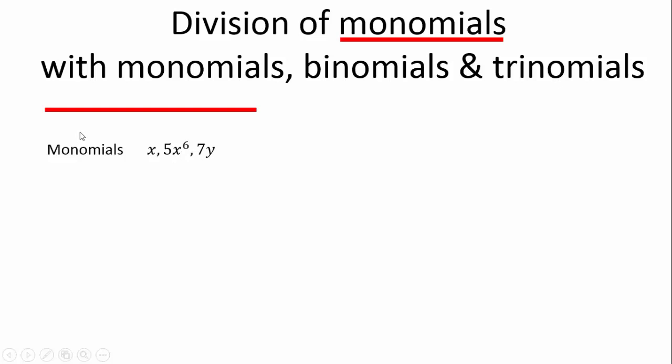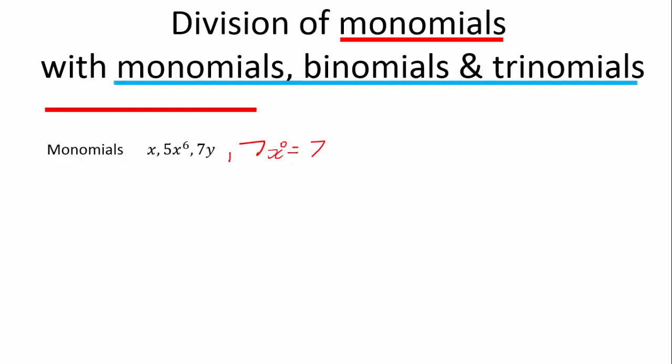If you watched our previous video, you would have seen we said integers. Now remember, a monomial can be an integer. What is 7 times x to the power of 0? That is simply equal to 7, which is an integer. We're going to now divide that with monomials, binomials, and trinomials. So we know what a monomial is.